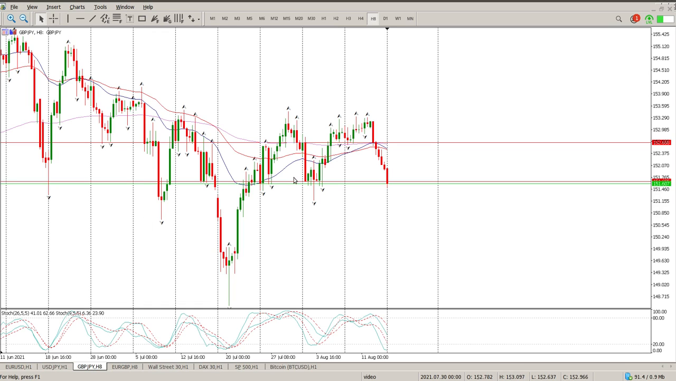British pound, Japanese yen. So I am going to say that this inverse head and shoulders that we had here is now pretty much null and void. That was the neckline up here at around 153.260, and we were waiting for a break and retest of that area. It didn't really materialize, dropped to the bottom, and we're now kind of at the bottom of range.